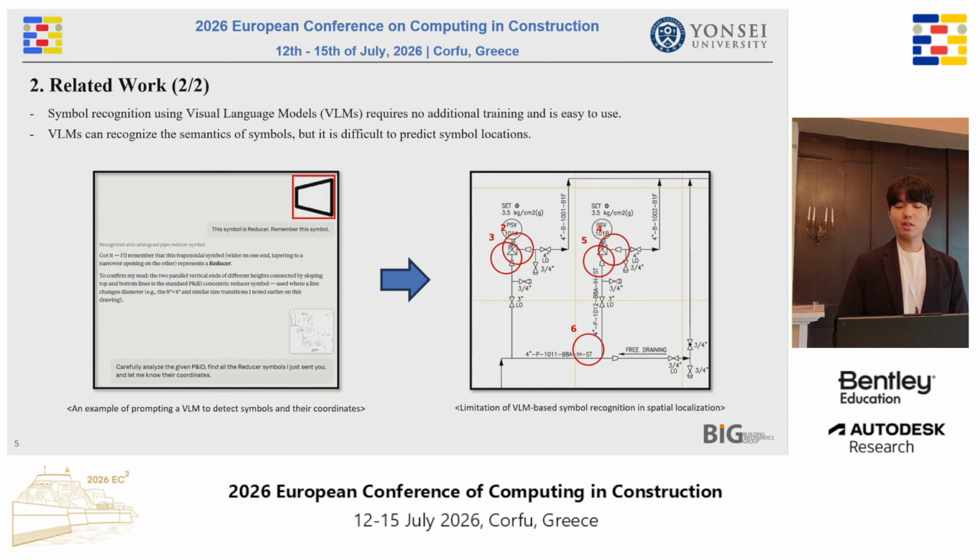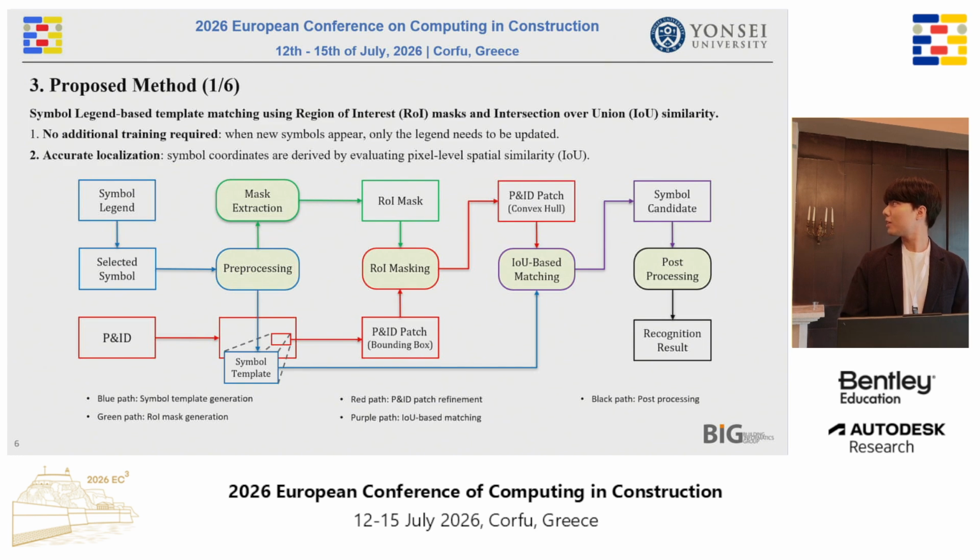More recently, visual language models have been explored. VLMs require no additional training and are easy to use. They do understand symbols, but when we ask for the coordinates of a symbol, they fail due to limited spatial reasoning. As you can see in this picture, some symbol locations do not fit well. So we have two limitations. Object detection models localize well, but need retraining. VLMs need no training, but cannot localize.